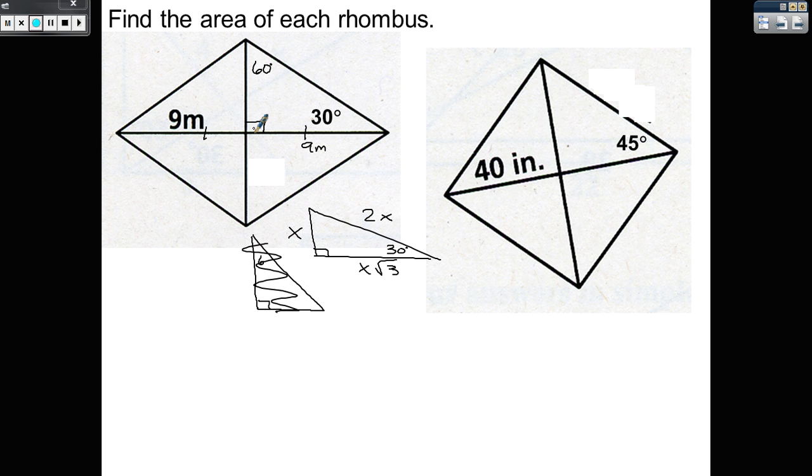In fact, take it all the way. See if you can figure out the entire area of that figure, that rhombus. And then when you're done, press play and see if you did it correctly.